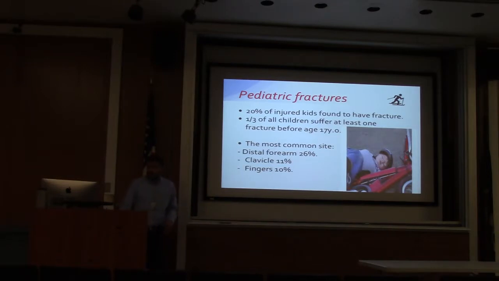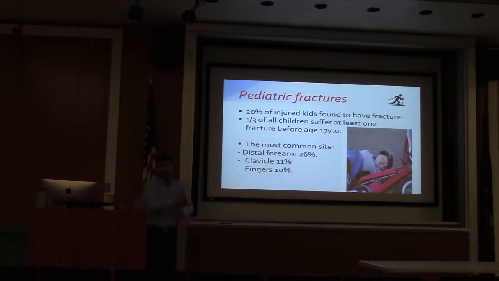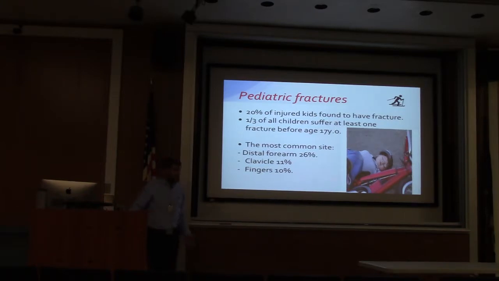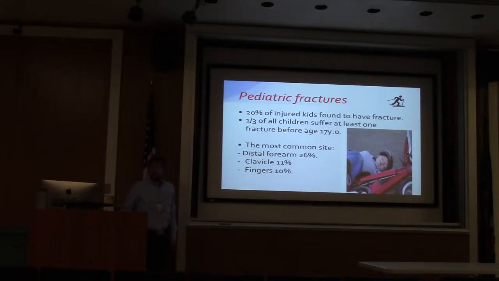trauma in pediatrics. Around 20% of trauma in children will result in fractures. One third of all kids less than 17 will suffer at least one fracture during their childhood. And the most common site for fractures in kids is the distal forearm, which is around 26%, then clavicles, then fingers.